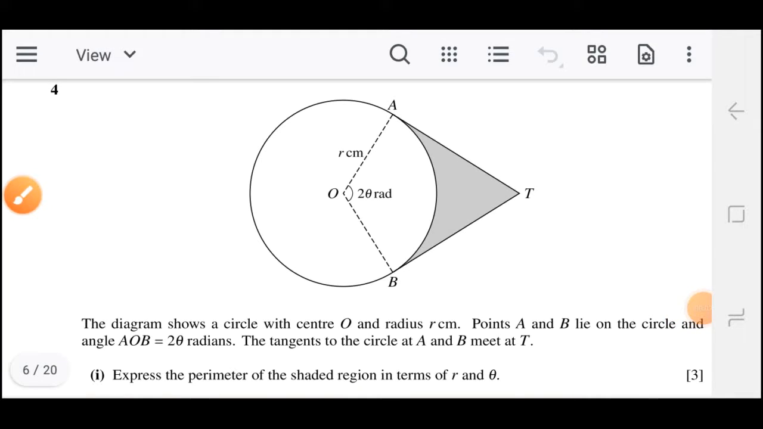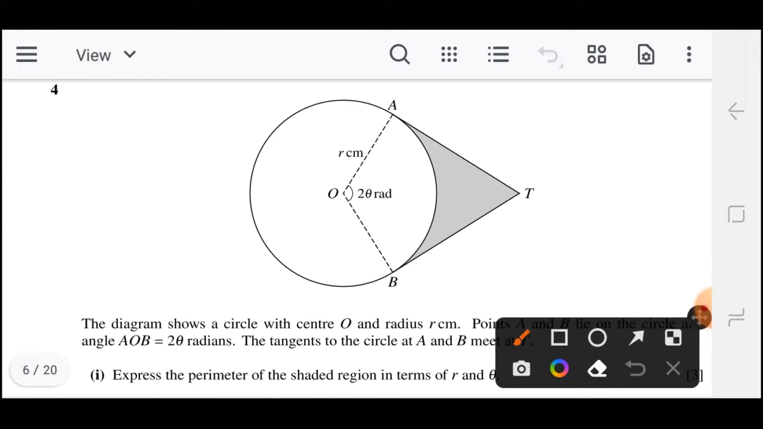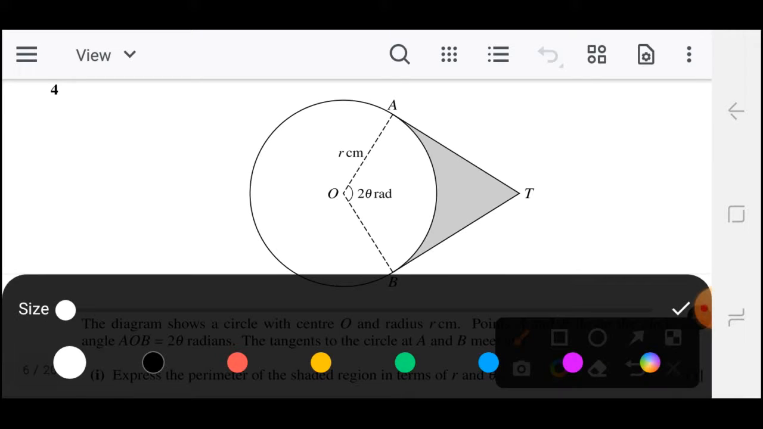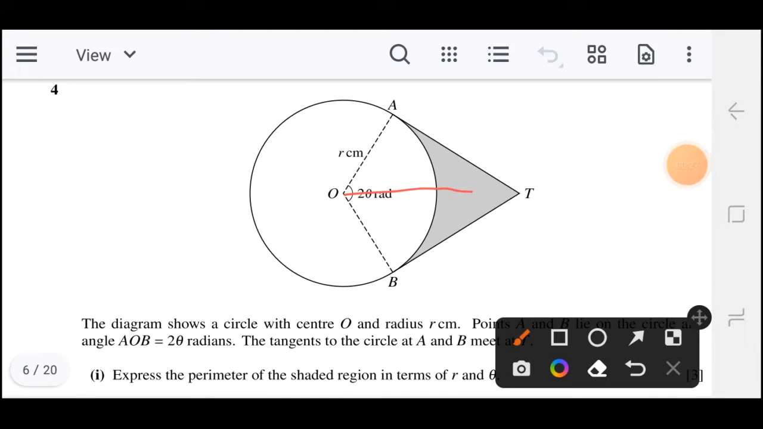In this question, we want to find the perimeter of the shaded region. To do that, we need to divide our kite shape AOBT into two triangles. We divide it along this line here. We divide it along this line here.